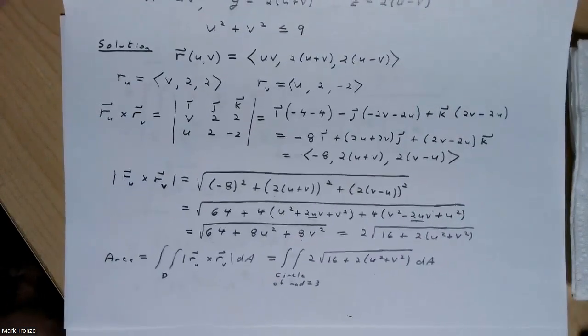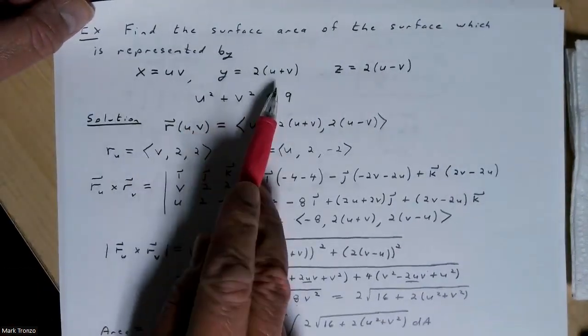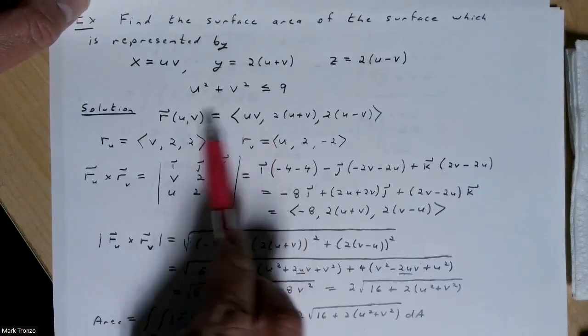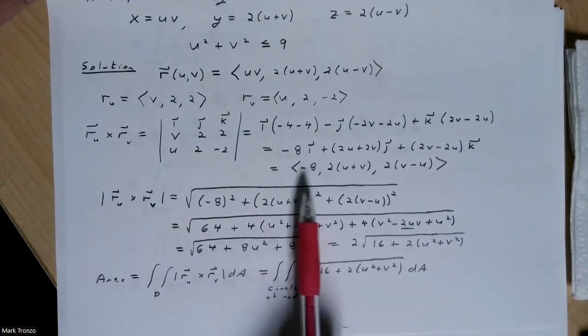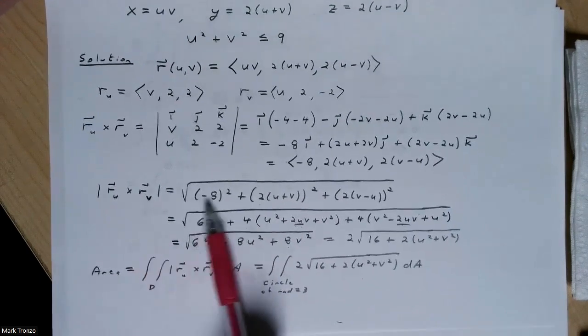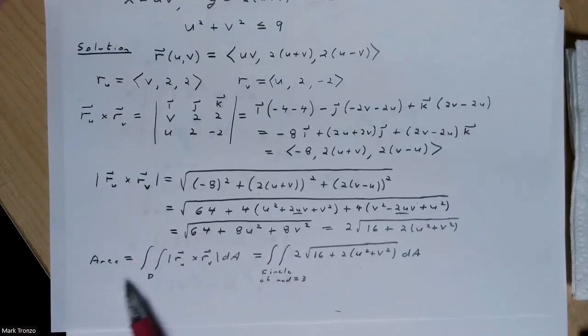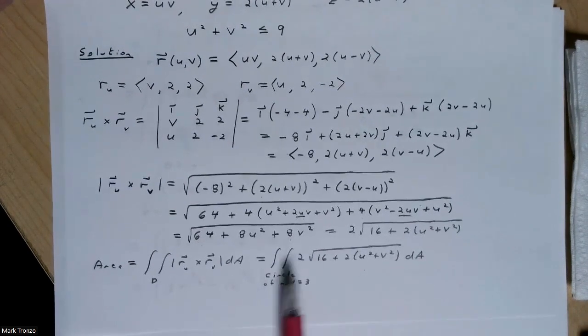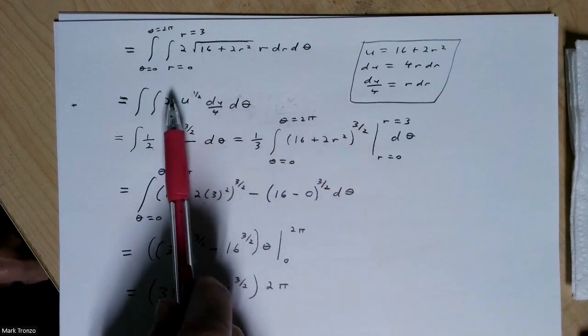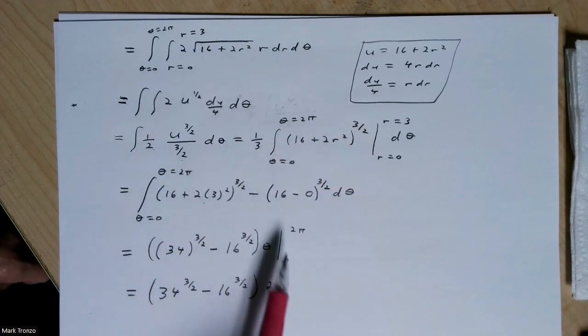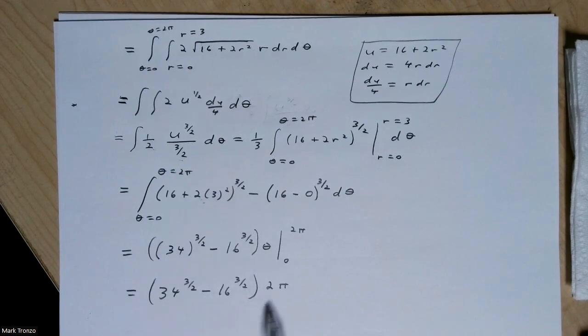Again, that's how you handle it when you have a parametric surface given these parameters. You're basically given your domain of what you want to integrate, find your ru and rv, do the cross product, and then find the magnitude of that, put it into your area equation, and use your domain, a circle of radius 3. In this case, we had to use u substitution to solve this. And we got our answer. And you could use your calculator if you wanted to find the final number for this.